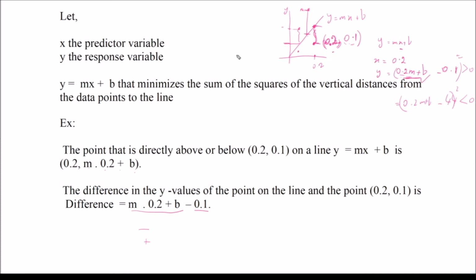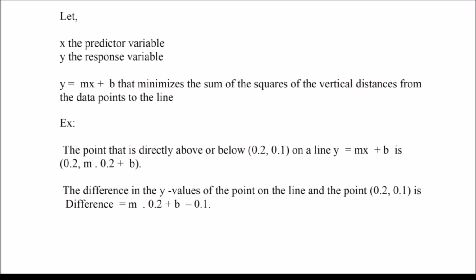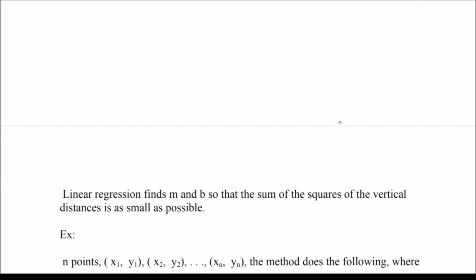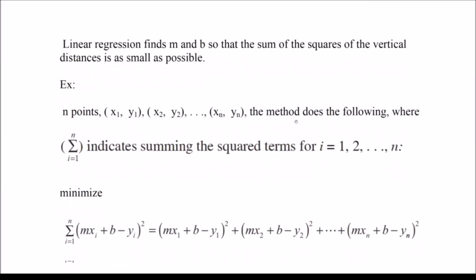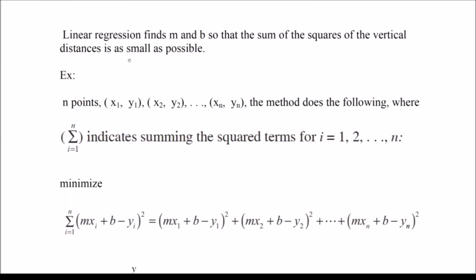So this is the thing that we call linear regression. That helps to plot or fit the graph properly, right? So this is an example of it. Linear regression is nothing but finding your m and b, so that the sum of the squares of the vertical distance is as small as possible.